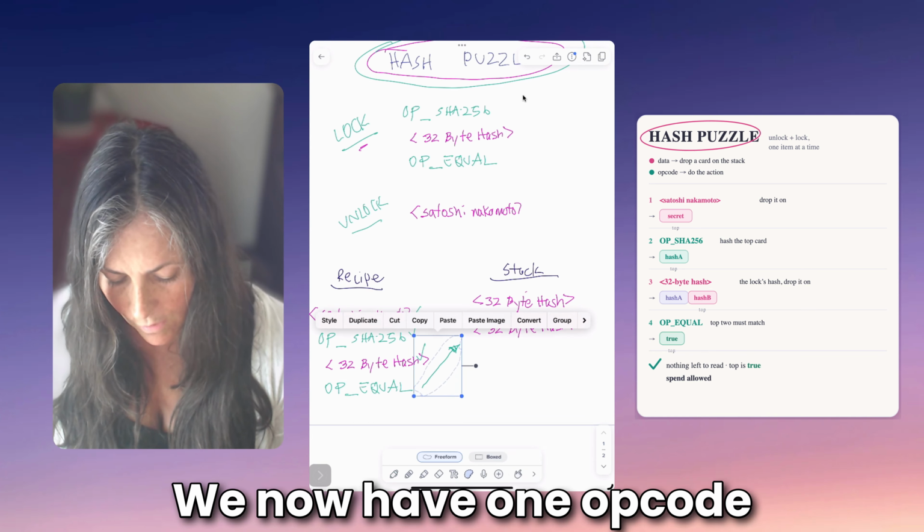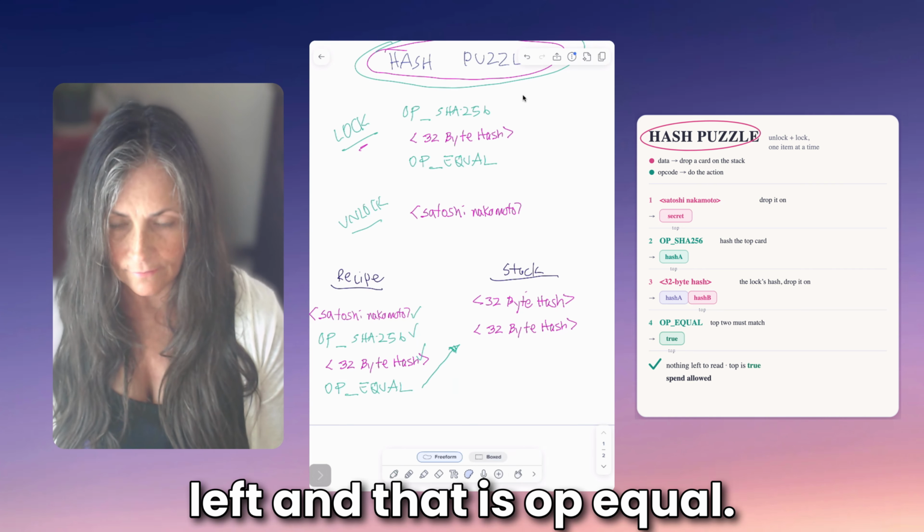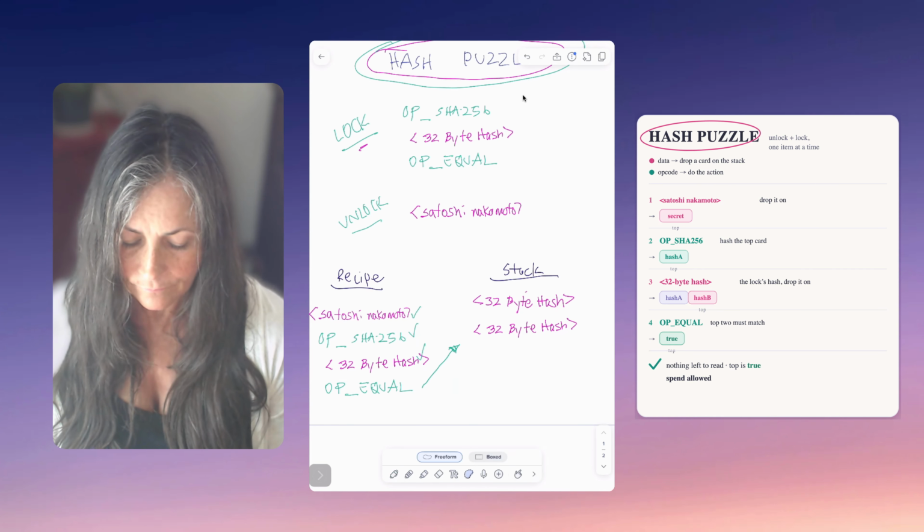We now have one opcode left, and that is OP_EQUAL. So OP_EQUAL is looking at the top two things on the stack, and it says, are they equal? And we know that that's true.